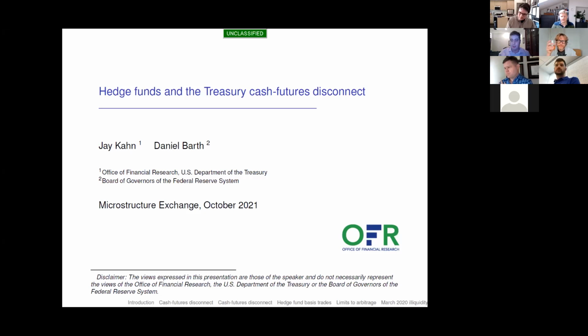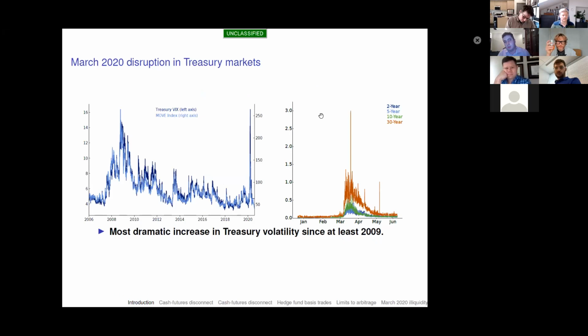So the background of this paper is in the extraordinary stress that Treasury markets experienced during March of 2020, when we saw, if you look at the figure on the left, option implied volatilities, if anything, higher than they were during the 2007 financial crisis. And in the figure on the right, we can see that there was massive illiquidity in the most liquid market in the world by looking at the bid-ask spreads across different maturities of Treasuries.